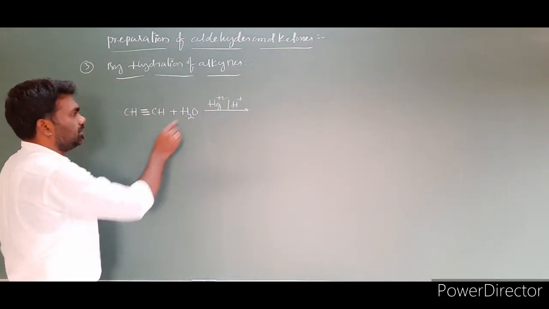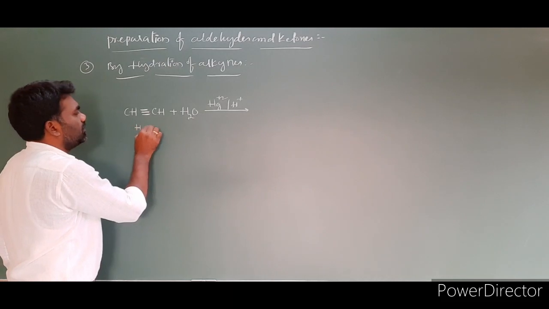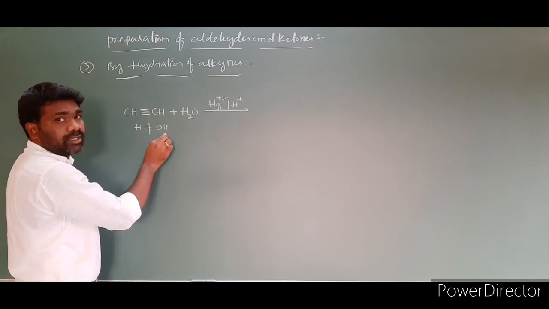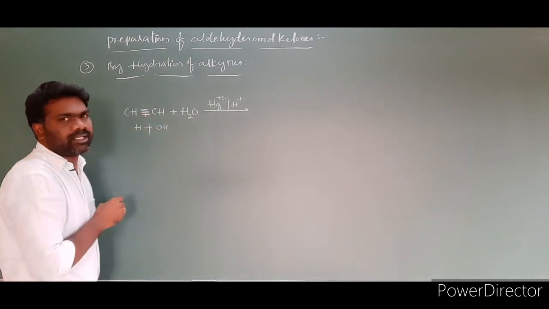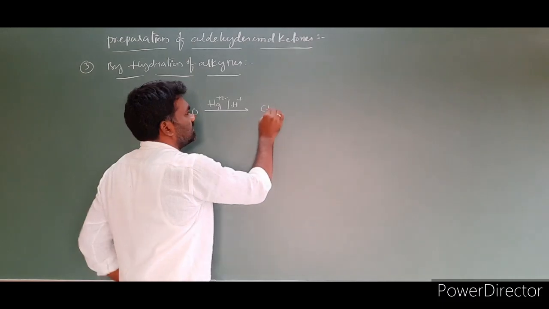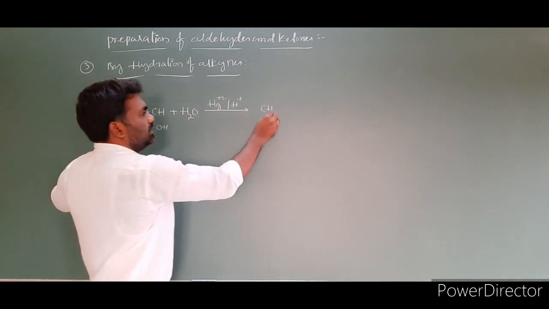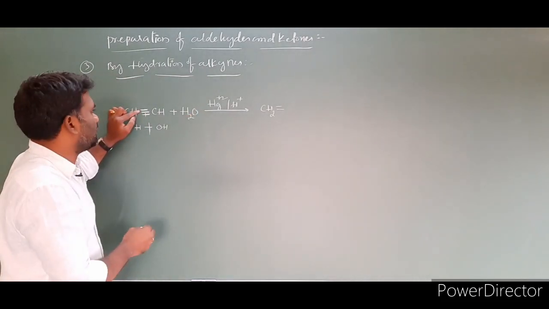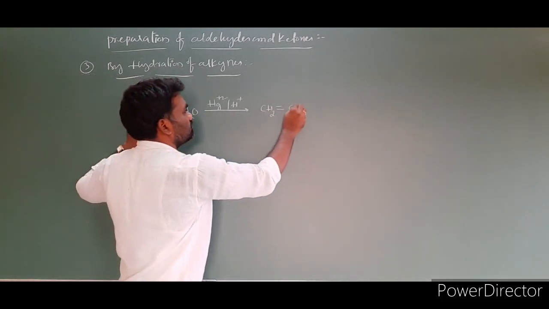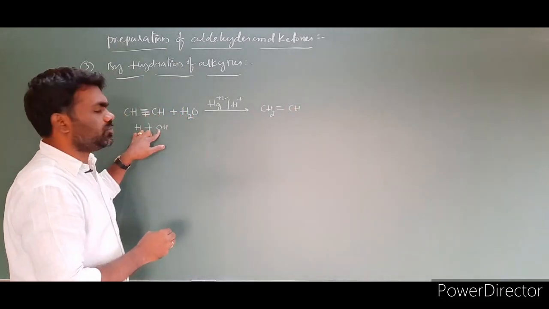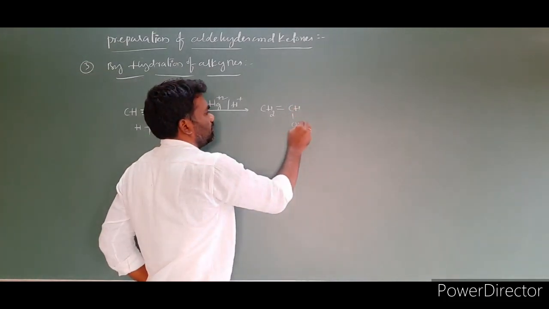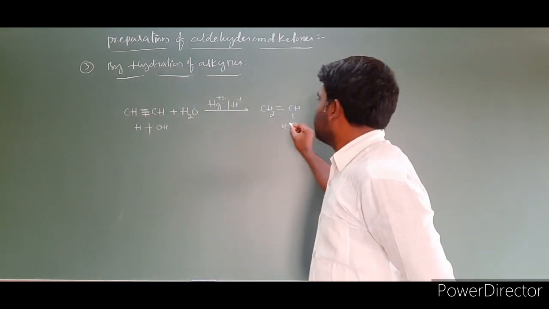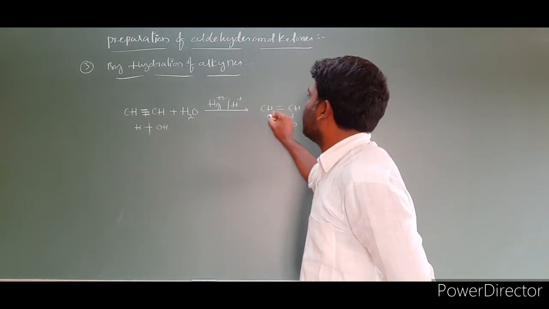How do I write the product? This water molecule I am splitting like this, HOH. I break the bond between the H and OH, breaking one pi bond. Then the product is CH, and this H will become CH2, and only one bond is broken, so the remaining double bond is there. To this, OH we have to attach, CHOH. Then this bond is shifting to here, this hydrogen is shifting to there.